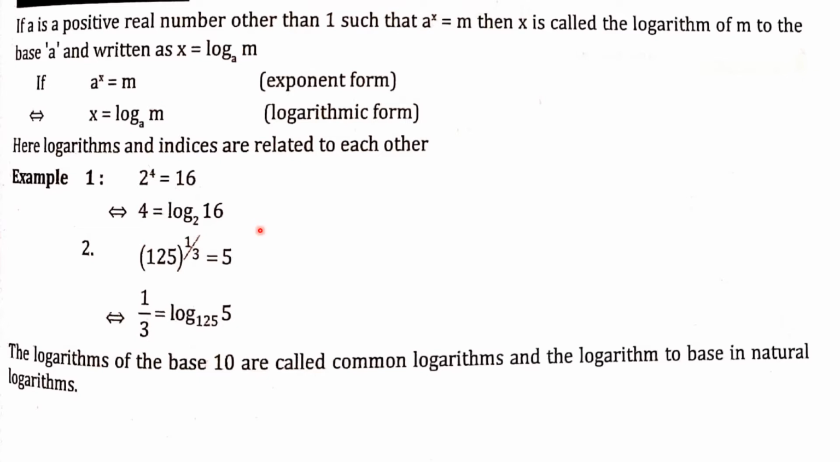Here are some examples related to logarithms. If 2 to the power 4 is 16, first you take the base, 2, and 4 is equal to log 16 to the base 2. So log 16 to the base 2 is equal to 4. Similarly, 125 to the power 1 by 3 is equal to 5, so 1 by 3 is equal to log 5 to the base 125. Logarithms with base 10 are called common logarithms, and those with base e are called natural logarithms.